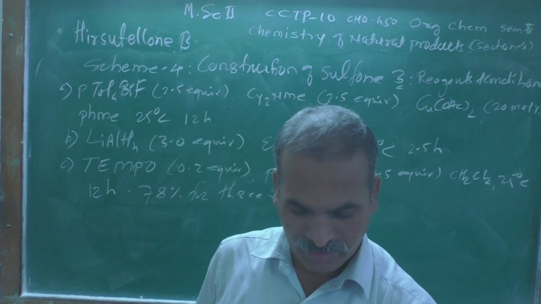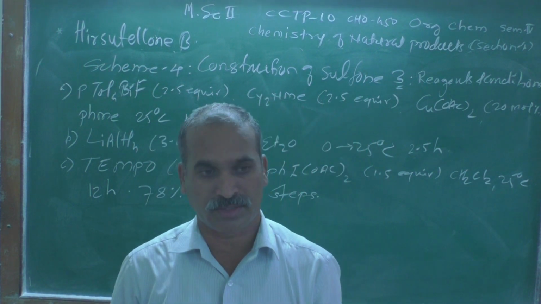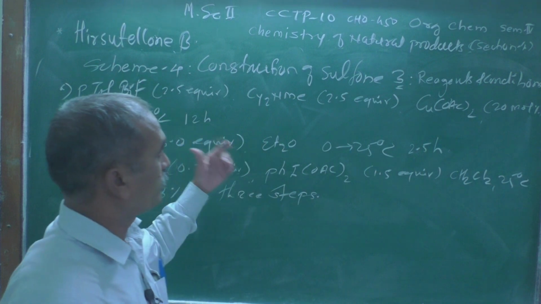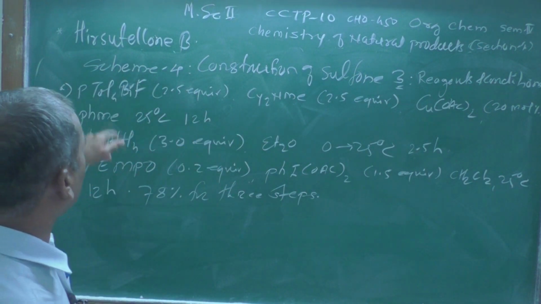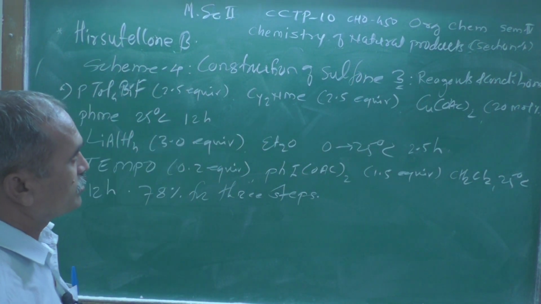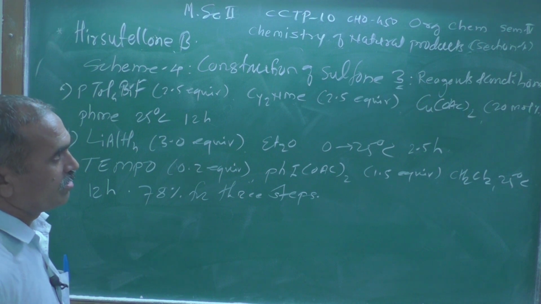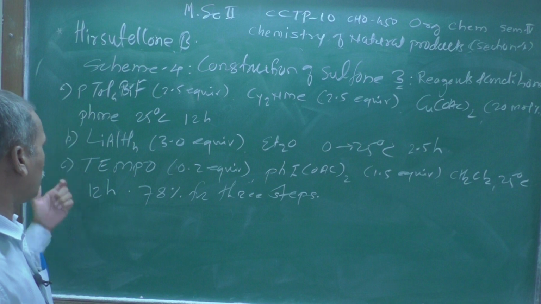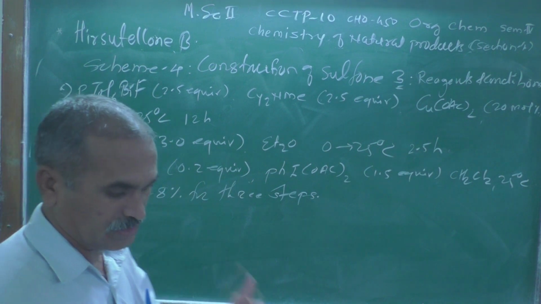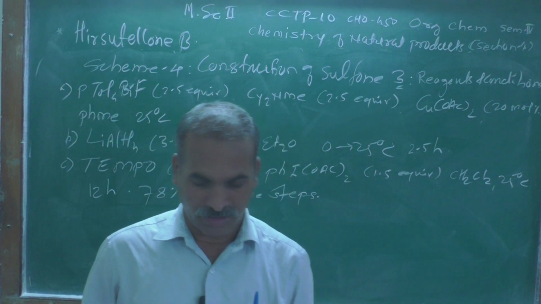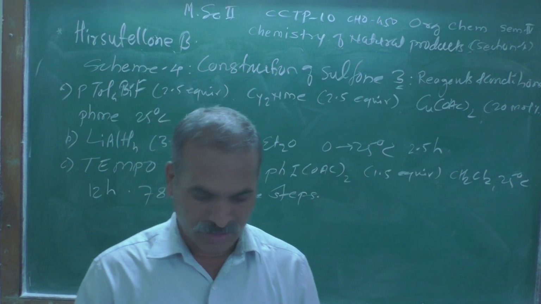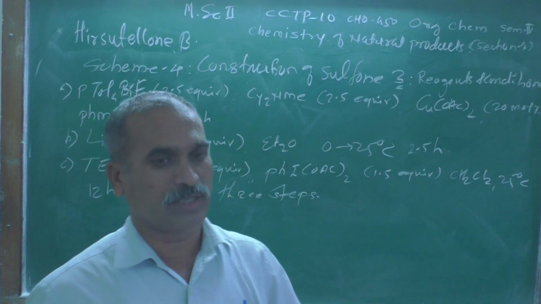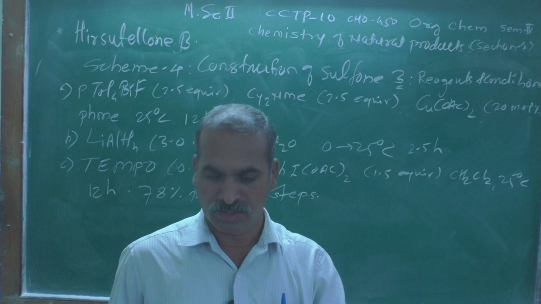Do you remember what we were discussing yesterday? Yesterday I think we discussed scheme number 4, the construction of cell phone 3, reagents and conditions. So far we have discussed these three conditions A, B, C. What are the reagents used over there? The rest of the reagents we are going to discuss today.